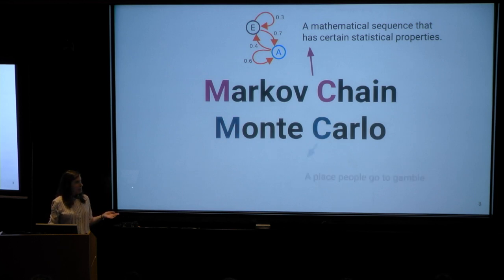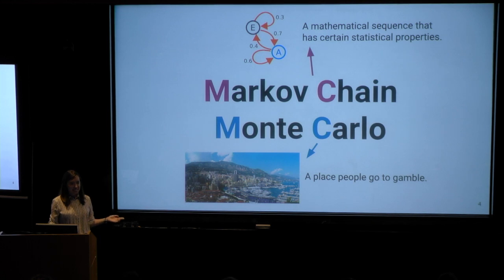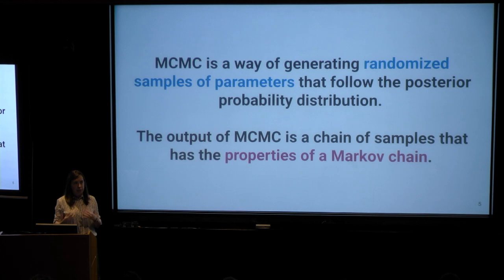The second half of this is Monte Carlo, which is a place that people go to gamble. And it becomes a shorthand, kind of, in math and science for random sampling, random generation, because of the gambling metaphor. So Markov chain Monte Carlo is a method that generates randomized samples that fall into a Markov chain, at least if you're doing it right.